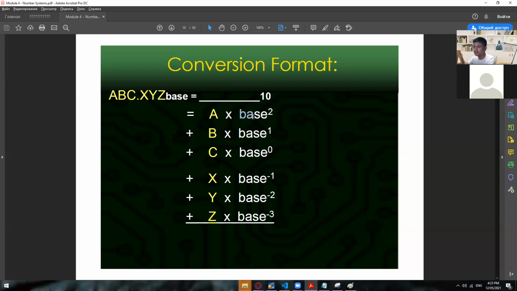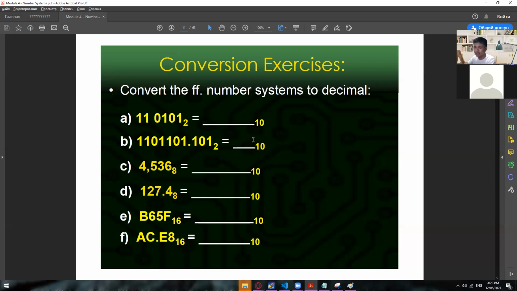The base right here is whatever the base of that specific number is. If this one is binary, then just put 2, 2, 2, 2, 2, 2. If this one is octal, then put 8, 8, 8, and so on and so forth. If this is hexadecimal, then put 16, 16, 16, 16. So basically this is our multiplier, the base. Let's have an actual example.